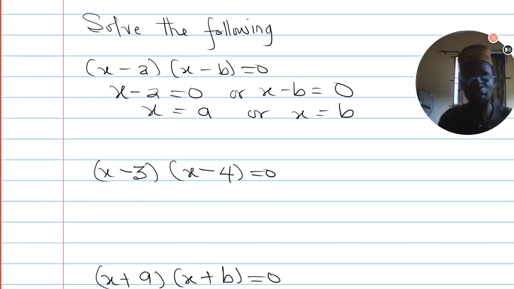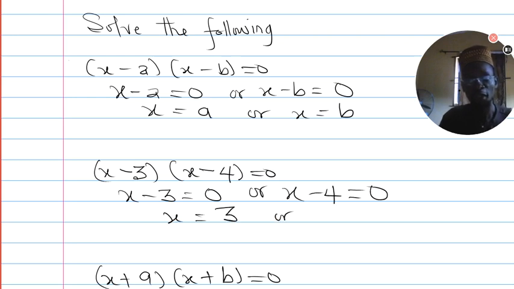(x - 3)(x - 4). Here, by following this procedure, this will be x - 3 = 0, or x - 4 = 0. x = 3, or x = 4. We are done with this.